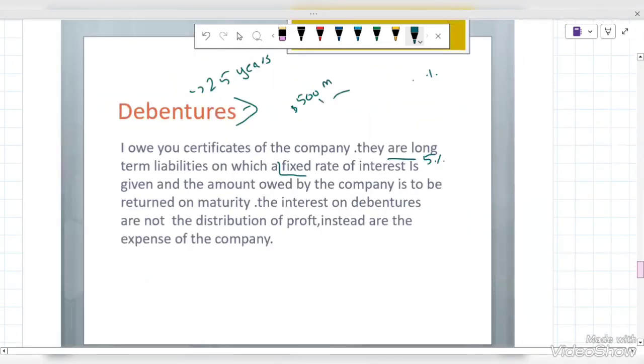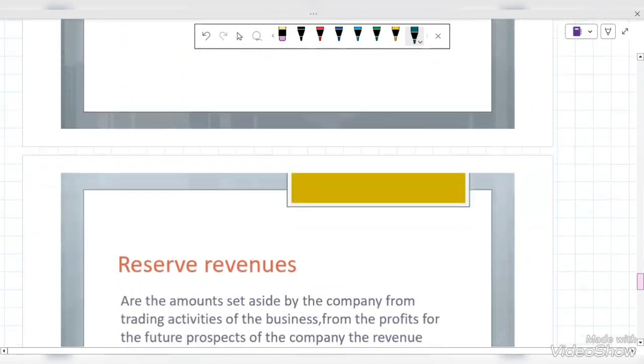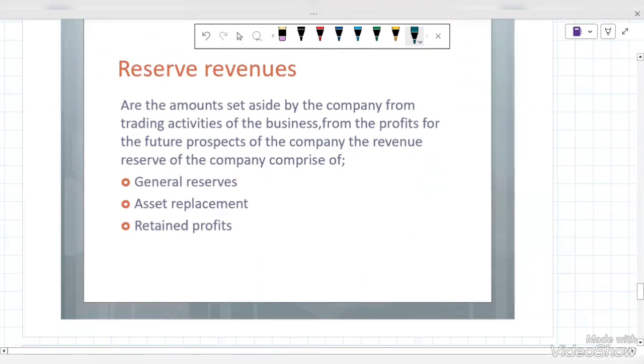Okay. So after studying all the concepts related to raising capital, let's talk about reserves, basically revenue reserves. What are revenue reserves? They are amounts set aside by the company from the trading activities of the business, like the profit. After making profit, businesses tend to set aside some amounts from the profits for the future prospects of the company.